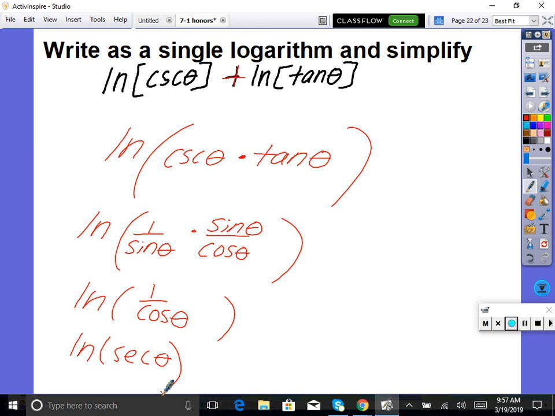Just please remember your logarithm properties. It's not when you add, you add. It's when you add, you multiply. When you subtract, you divide. Any powers in front, anything multiplied in front is just an exponent on whatever's in here.